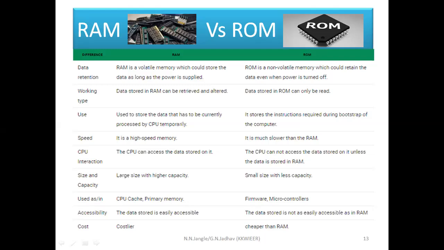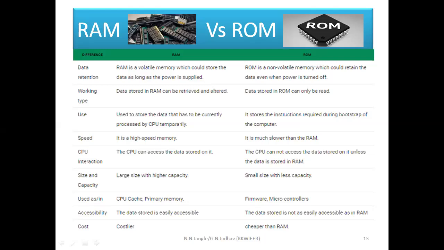Okay, and the last and much more important point is cost. RAM is costlier, whereas ROM is cheaper. ROM is cheaper than RAM. So these are the important points to remember whenever you differentiate between RAM and ROM. The important parameters are data retention, working type, use, speed, CPU interaction, size and capacity, accessibility, and cost. So these are the important points.